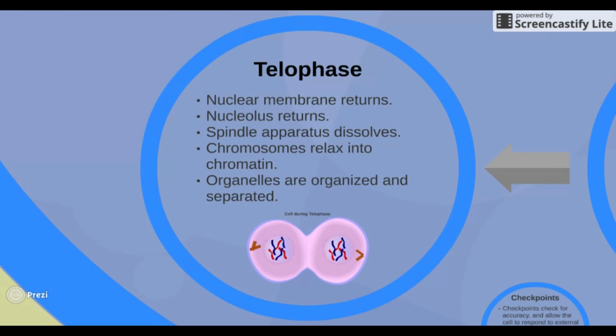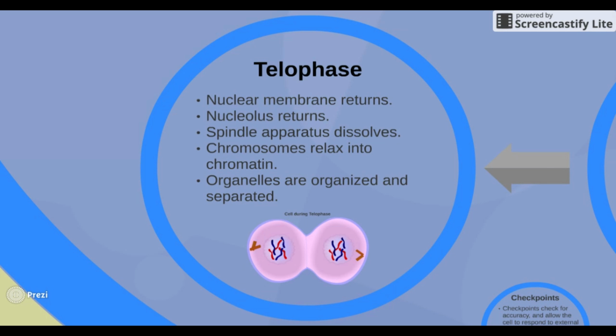The fifth and final stage of mitosis is telophase. Telophase is basically the opposite of prophase. First, the nuclear membrane returns. Then the nucleolus returns. After that, the spindle apparatus dissolves. And then the chromosomes relax and unwind back into chromatin.